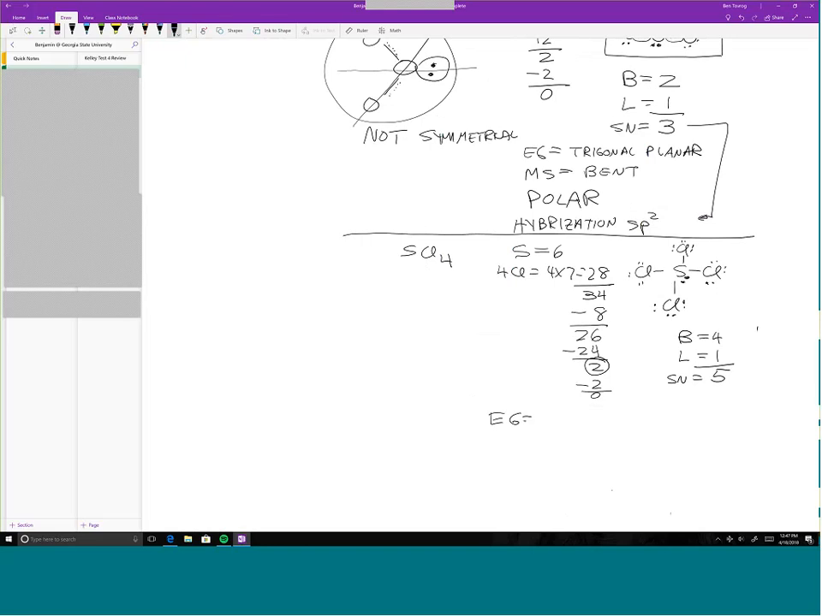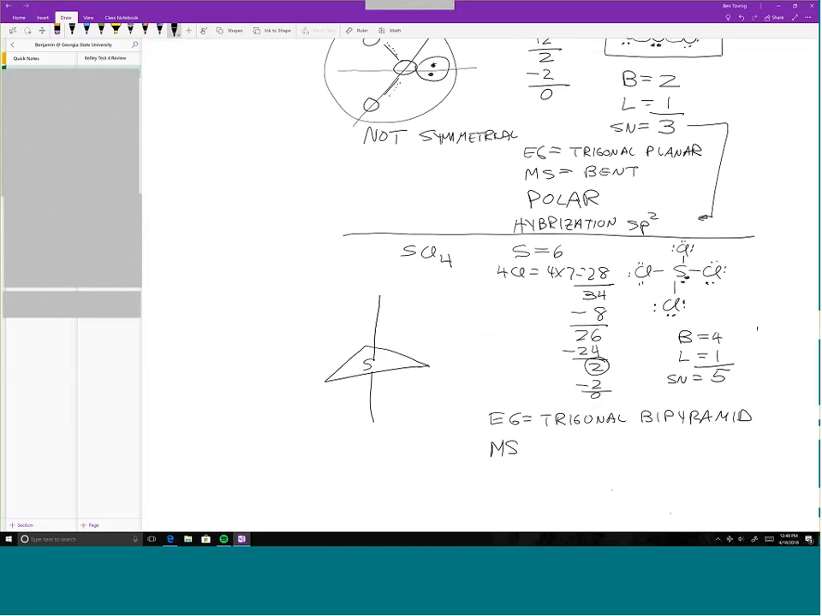Electronic geometry is called Trigonal Bipyramid. Where did that name come from? What it really means is we have a triangle in the plane, and we have a north and a south pole. So the sulfur sits in the center, and we have 4 chlorines and a lone pair.